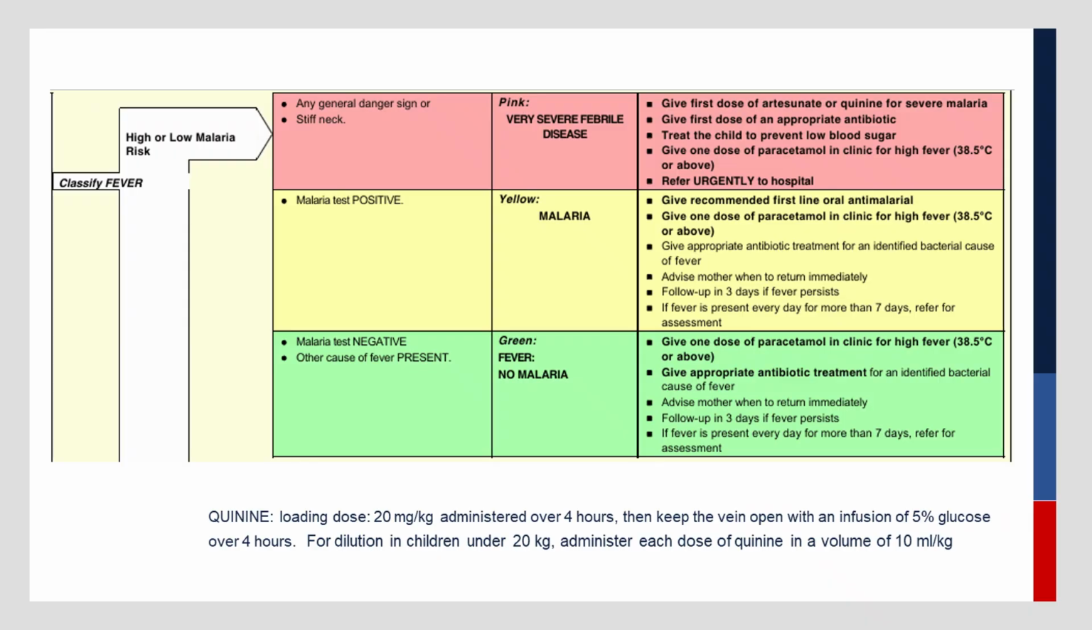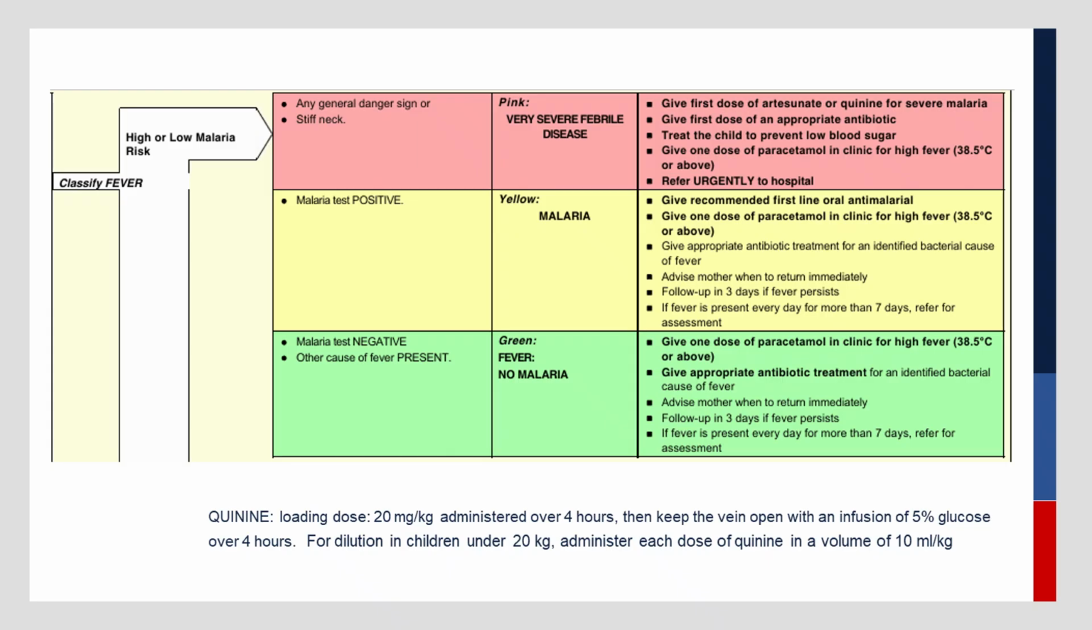Then you're going to classify the fever as high or low malaria risk. If there is any danger sign, remember we discussed the danger signs previously, so you're going to look for any danger sign or stiff neck. If they are present, this is severe illness. You're going to refer this child, but before referral, give them a dose of artesunate or quinine. These are the drugs that are used for severe malaria.